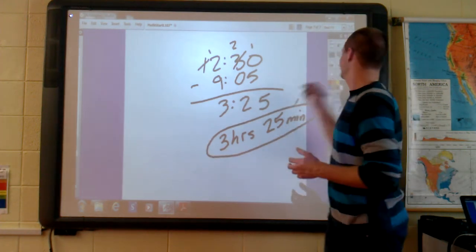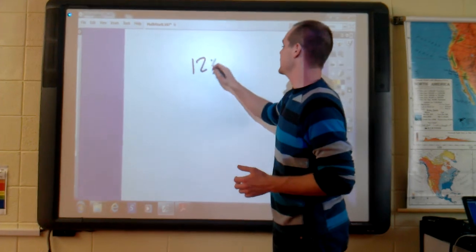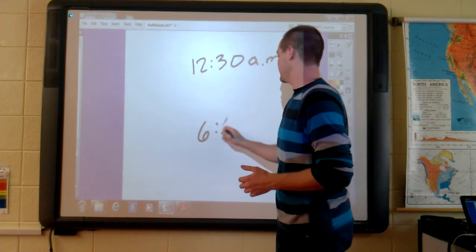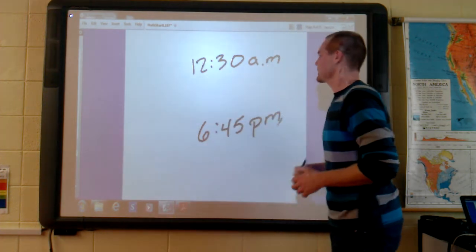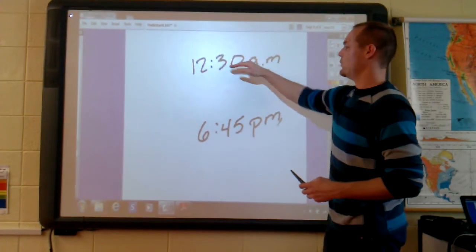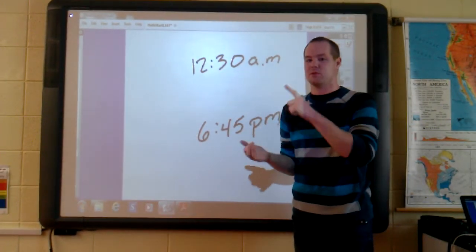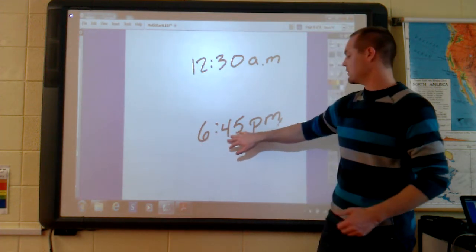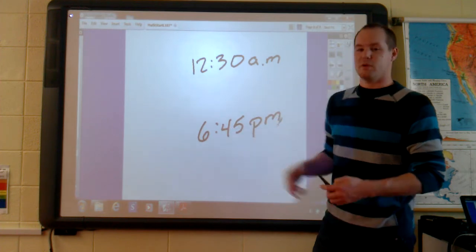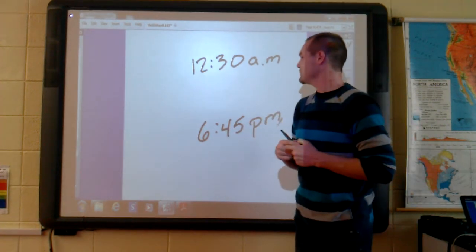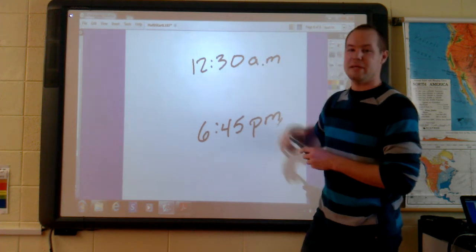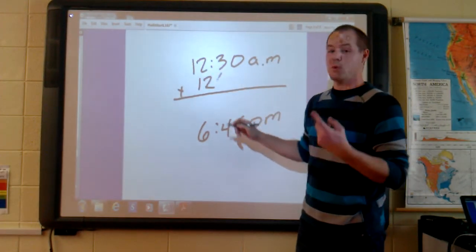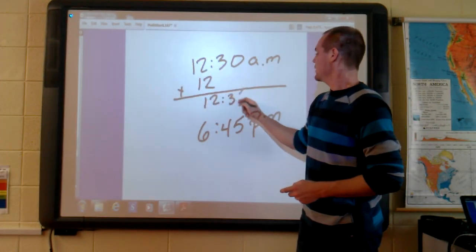But let's say we go from 12:30 a.m. to 6:45 p.m. We understand that we have to go all the way from 12:30 to 1:30 a.m., 2:30, 3:30, 4:30, all the way up to 6:30 p.m. before we can add our 15 minutes to get from 30 to 45. So what I'm going to do right now is get from a.m. to p.m. How many hours do you have to add to go from a.m. to p.m.? Well, I'm going to add 12 hours, and that'll take me to 12:30 p.m.